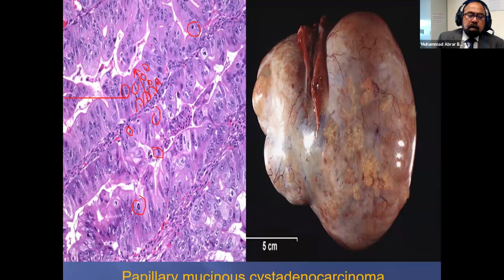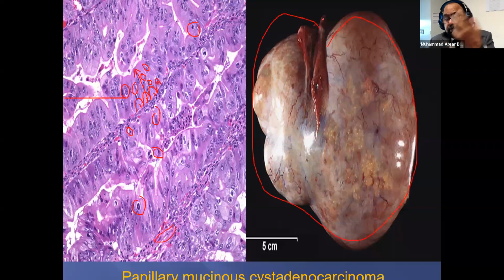But as I mentioned, it is really difficult for you to see invasion into the stroma, right? It is very easily seen in serous cystadenocarcinoma, but in mucinous cystadenocarcinoma, it is really difficult to see. This is a gross picture of that big ovary, and it probably may weigh about 20 to 25 kilograms. Okay.